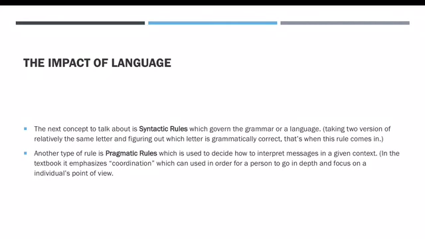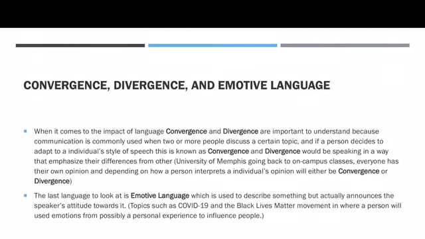When it comes to the impact of language, convergence and divergence are important to understand because communication is commonly used when two or more people discuss a certain topic. And if a person decides to adapt to an individual's style of speech, this is known as convergence, and divergence would be speaking in a way that emphasizes their differences from others.